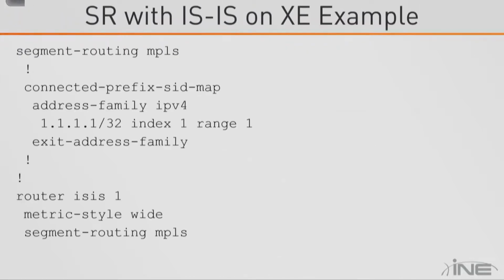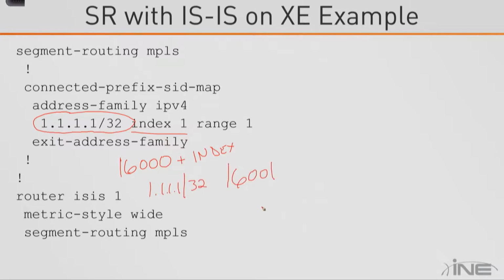First, on IOS XE, we have a nearly identical config to OSPF. The only difference is that we're going under the ISIS process, turning metric style wide on, and then enabling segment routing. In terms of the syntax for the actual connected prefix SID, or the node SID, we're saying that this prefix has an index value, meaning we take 16,000 plus the index, and that's going to be the label value. So we're saying to get to 1.1.1.1/32, I want everybody to use label number 16,001.